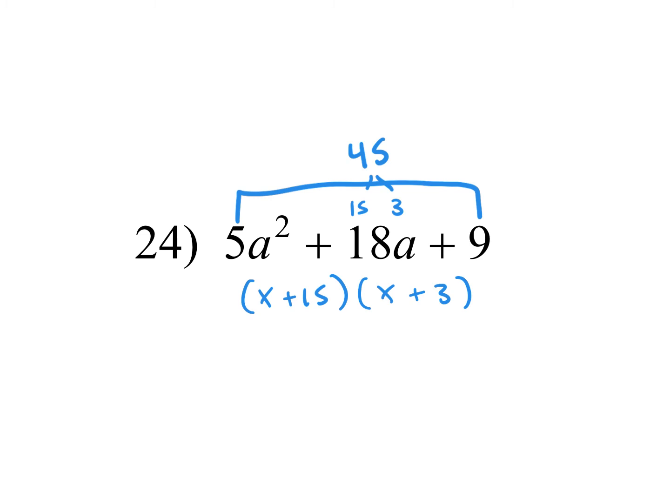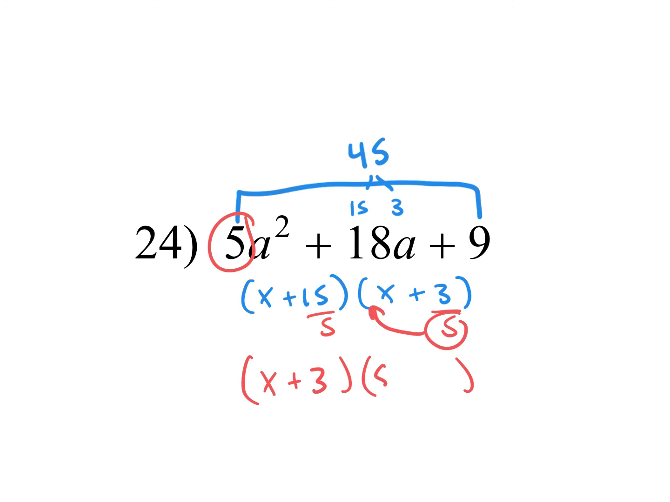What do I do next? Divide by 5. So it's 15 divided by 5. 3. So x plus 3. And then what would our next parentheses be? You have to get the 5 and make it 5x plus 3. Awesome. Move the 5 to the front. So 5x plus 3.